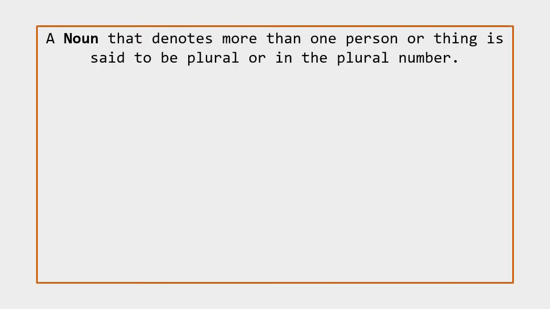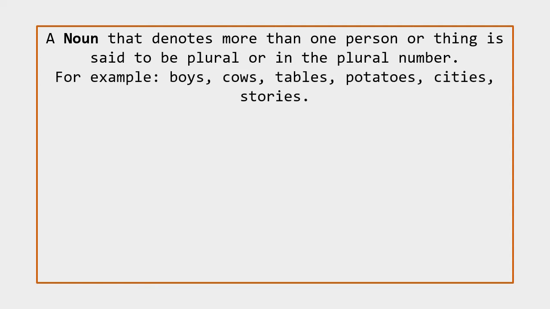A noun that denotes more than one person or thing is said to be plural or in the plural number. What does it mean? In the previous slide, we learnt about the singulars. When we are talking about a single person or single thing, that comes under singular nouns. But here, when we are talking about more than one person or more than one thing, then we will say that noun or thing is plural.